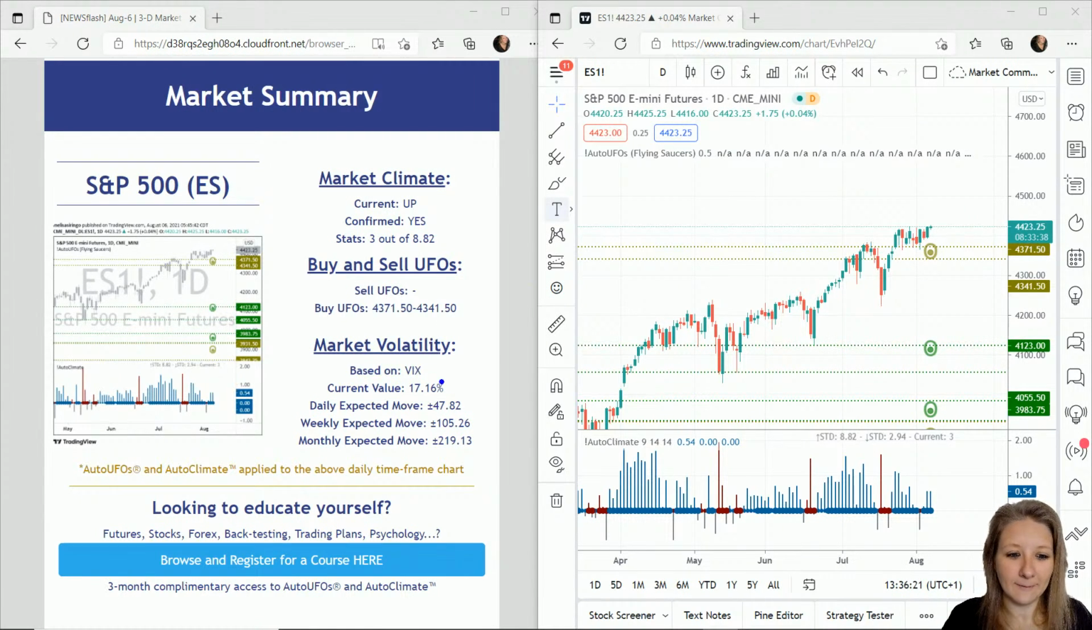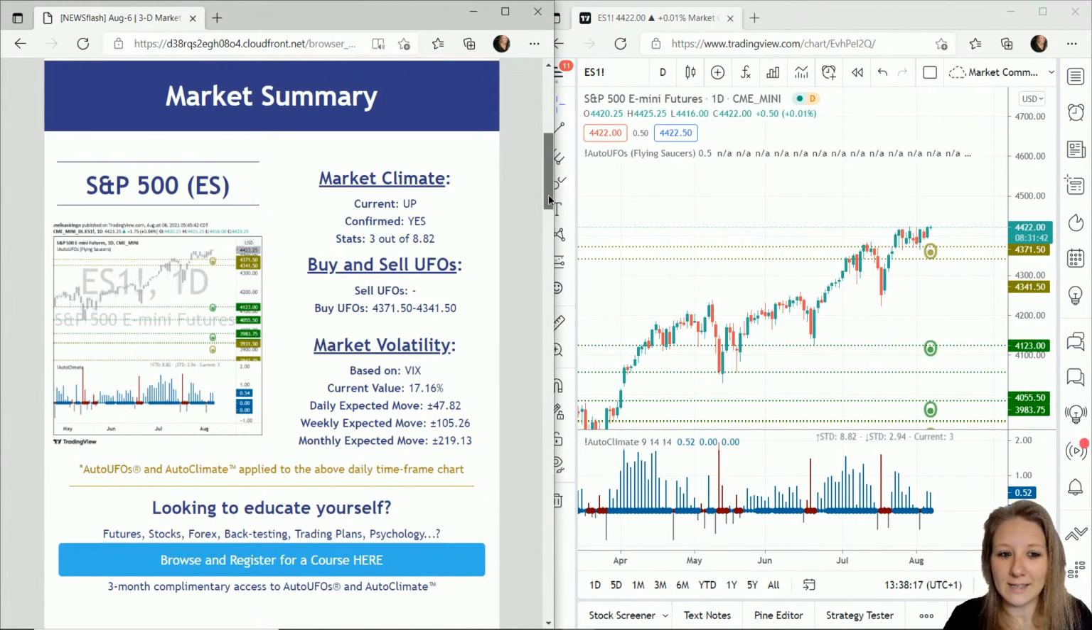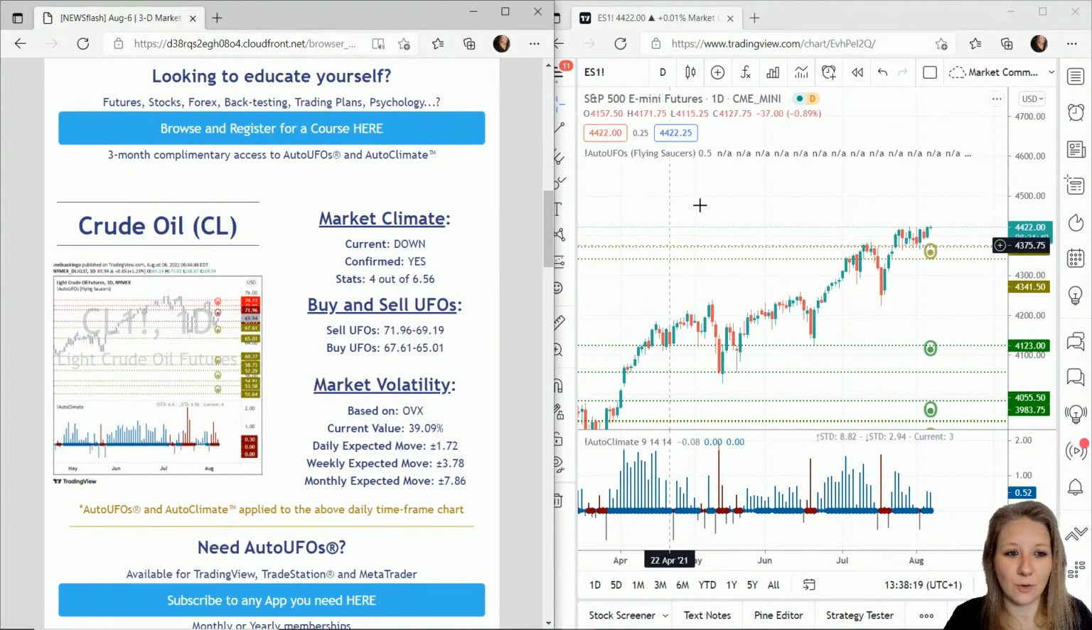So with volatility, we can see that we would expect a movement up or down in 1 year of 17.16%. That tells us that in a day, we would expect the S&P to move up or down 47.82 points. In a week, it would be 105.26 points. And in a month, 219.13 points up or down within that period of time. So that's the S&P. Moving on to the next market, which is oil.